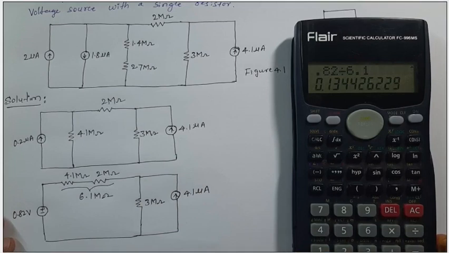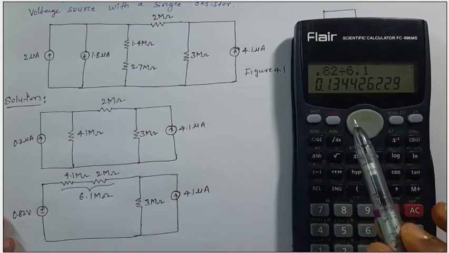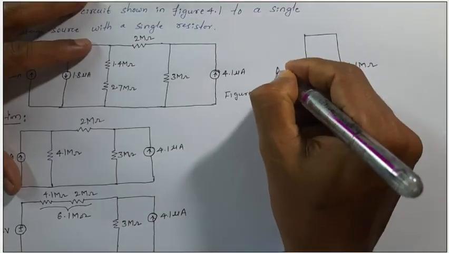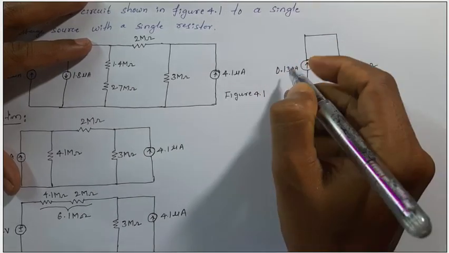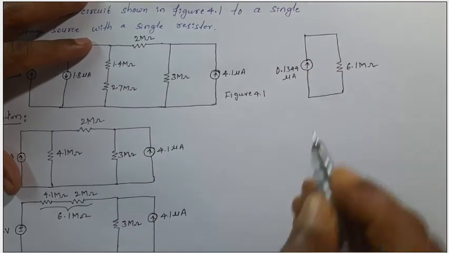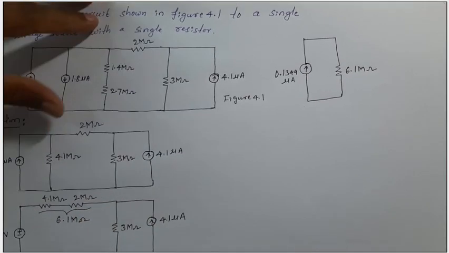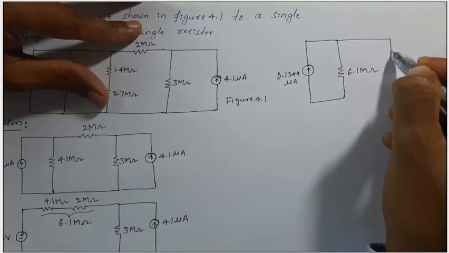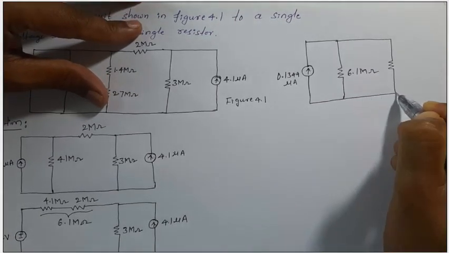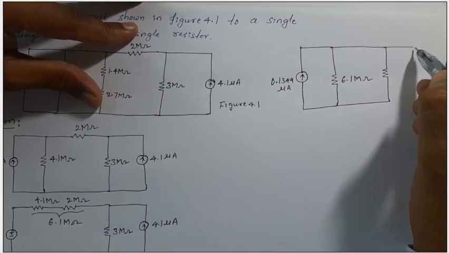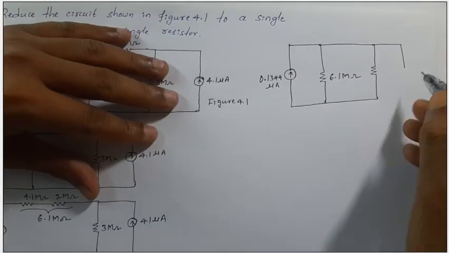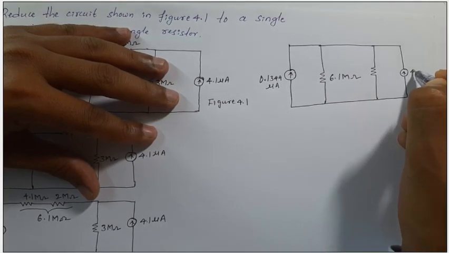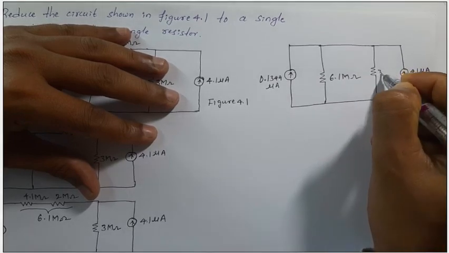We can see, dear students, the value is 0.1344 microampere, because 1 by mega is microampere. And the remaining thing is, here we have a 3 mega ohm resistor in parallel, and parallel with that there is one current source of value 4.1 microampere, and this is 3 mega ohm.